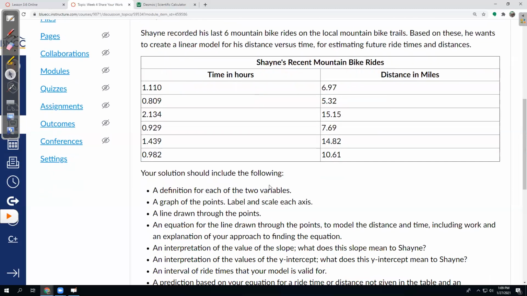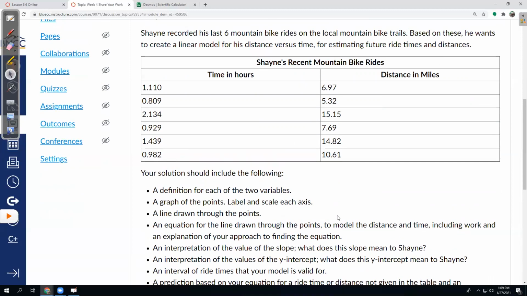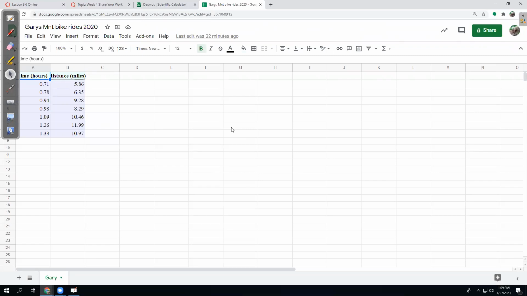Yeah, so I'm going to do a similar problem to this. I'm going to pull out some of my mountain bike rides from last year, and we're going to go through the same process here, okay? So here is some of my rides.